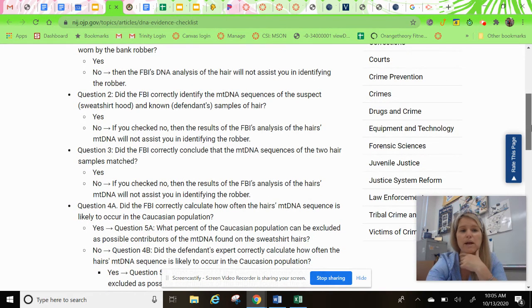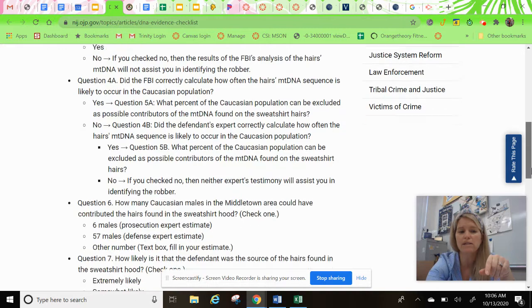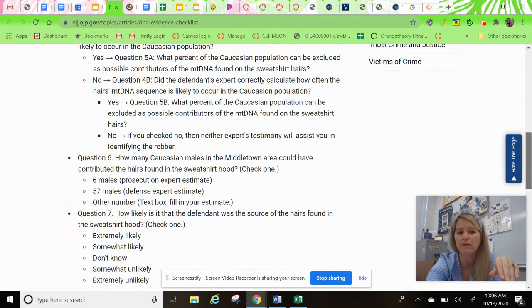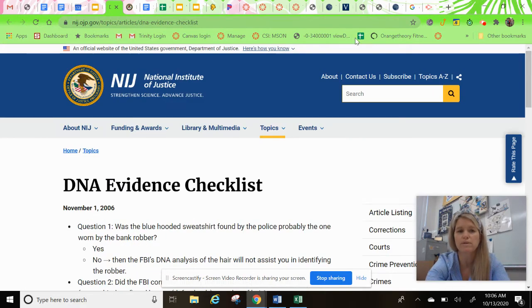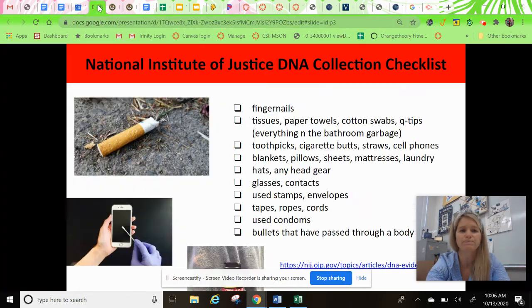Number 2, did the FBI correctly identify the mitochondrial DNA sequences of the substance of the suspect, sweatshirt, hood, and known defendant's hair samples? This is mitochondrial DNA, which we're going to get to in a second, but that's the DNA that is in the mitochondria in the cell, and it only gives us the maternal side. That's something significant. So yes, you're going through all these checklists, and it helps you narrow some things down. How do we figure out who this person was? So I just kind of want to show you that, see what it looks like.